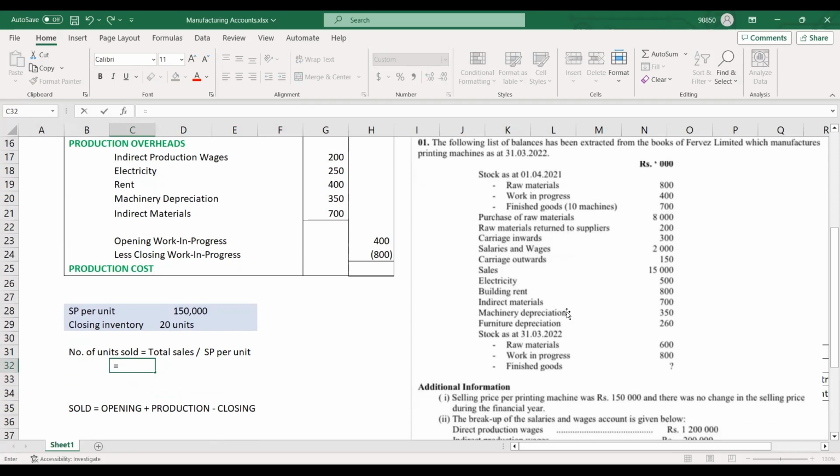Okay. The total sales here you can see is 15,000, right? So that's 15 million actually, divided by the selling price per unit, you can see is 150,000. That means you would get an answer of what, 100 units, right?